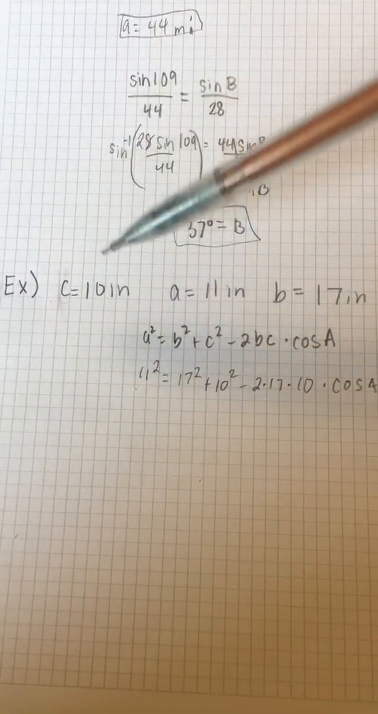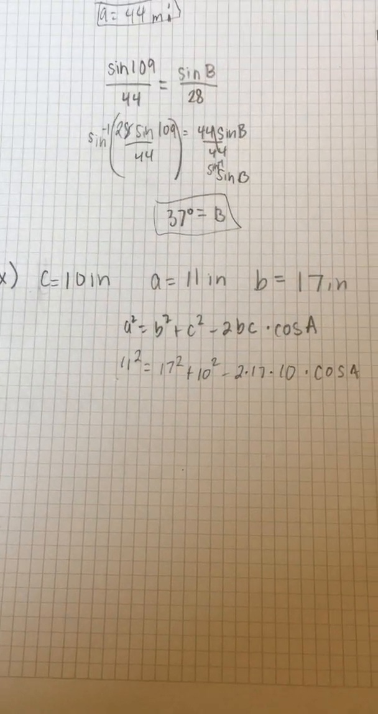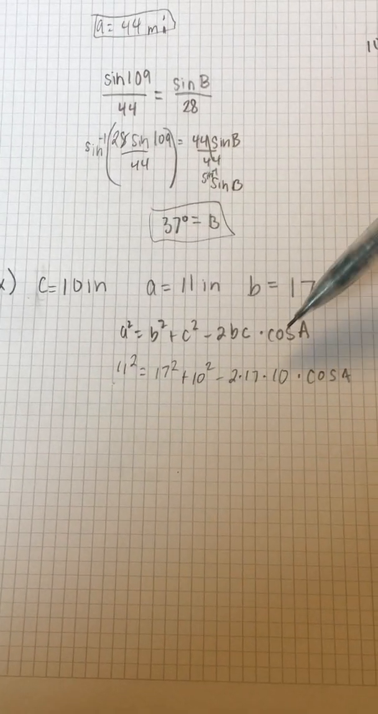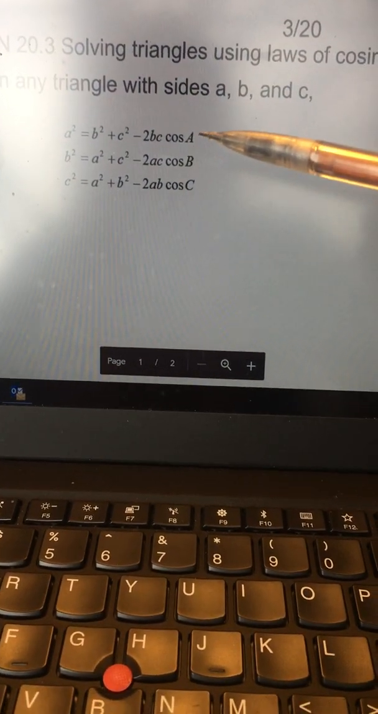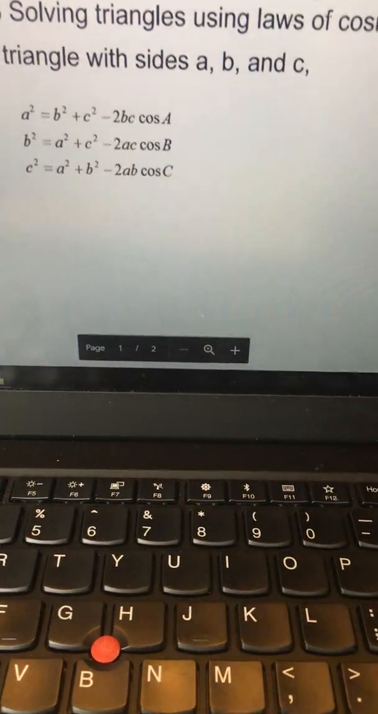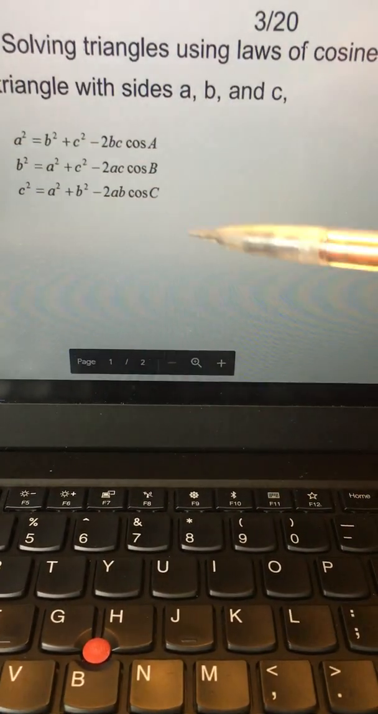So, second example: there are 3 sides and no angles. This is the reason we can't use the law of sines. I just chose to find angle A first, and like I was saying, if you need to find angle A, then this is the law of cosines you need to use. If you want to find angle B, then you use this one. Angle C, you use this one.